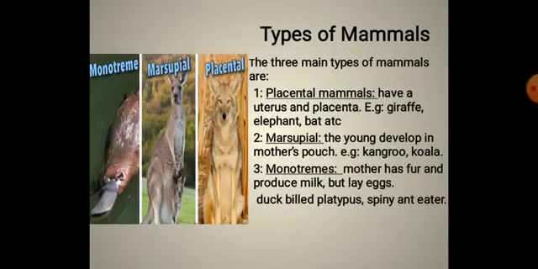Types of mammals. The three main types of mammals are placental mammals, marsupial mammals, and monotremes. Placental mammals have a uterus and placenta, for example, giraffe, elephant, and bat. Marsupial mammals, the young develop in the mother's pouch, for example, kangaroo and koala. Monotremes. Monotreme mothers have fur and produce milk but lay eggs. For example, duck-billed platypus and spiny anteater.